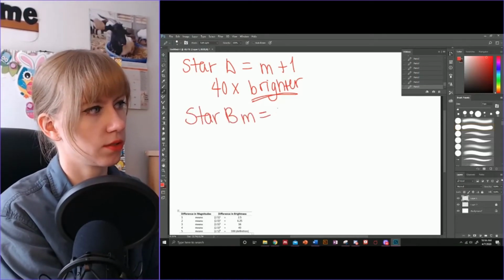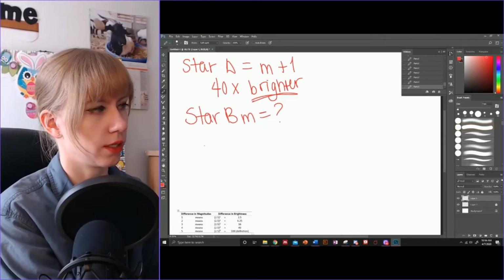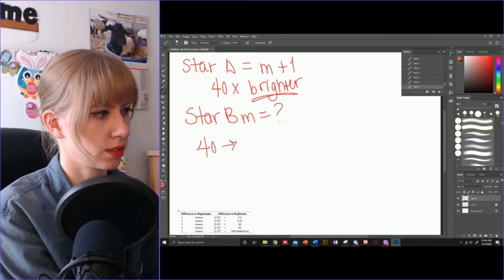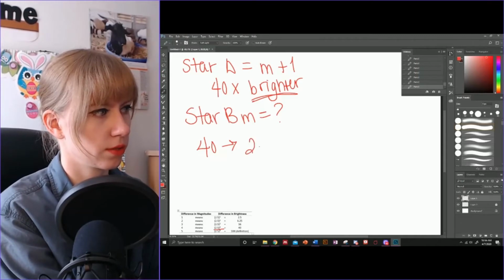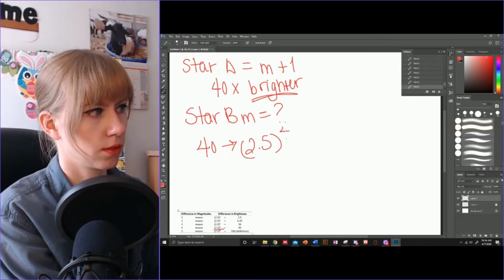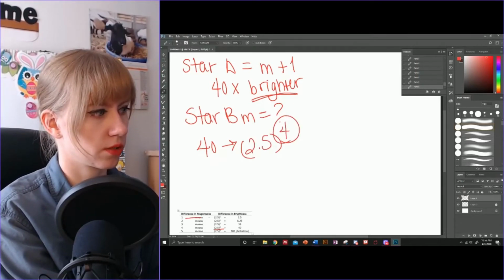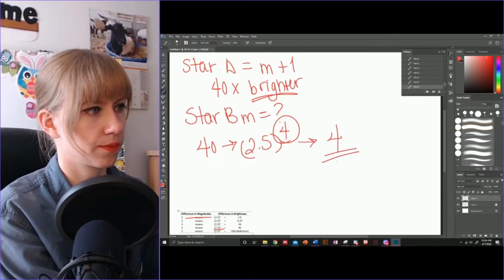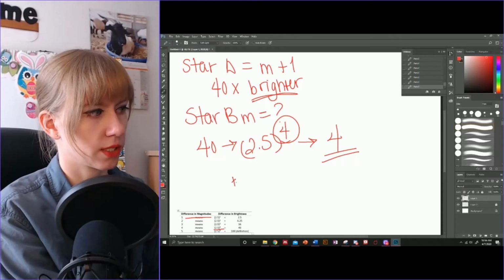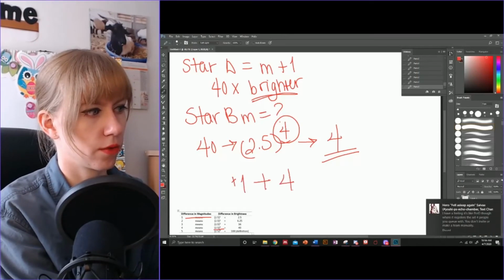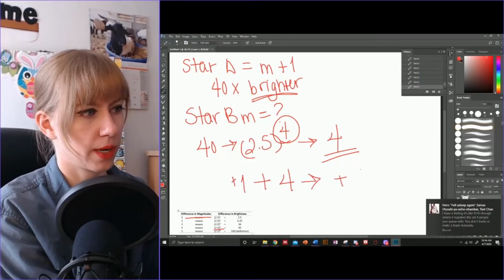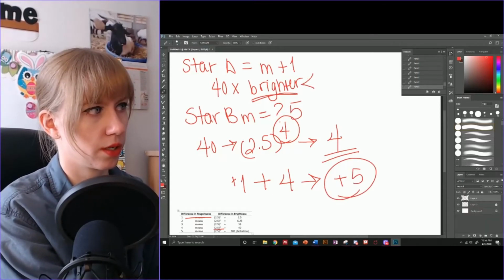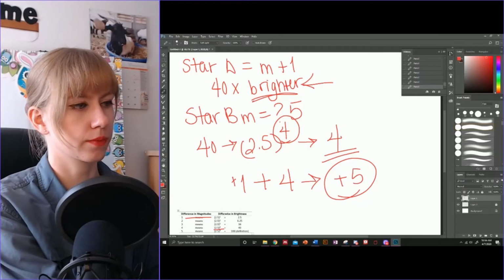Alright, so let's start with 40. If we look at our chart, 40 is equal to 2.5 to the fourth power, and that's the important number. That's our difference in magnitude, which means our magnitude difference is 4. In this case, we're going to do +1 plus 4, which means we have an apparent magnitude of +5, because it needs to be the bigger number in order to be dimmer than A.